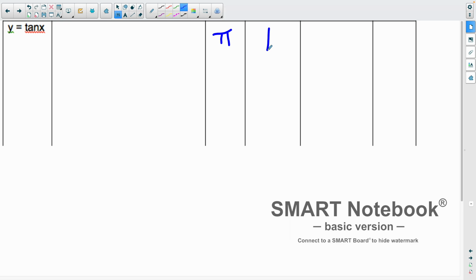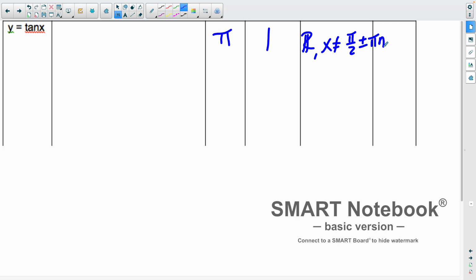Now tell me about the domain. It's all real except the asymptotes. That's correct. All real except the asymptotes. The first asymptote that we come to on a normal tangent graph is pi over 2. So it's all real numbers except x cannot be pi over 2. And then we said plus or minus pi n. What's the pi doing there?